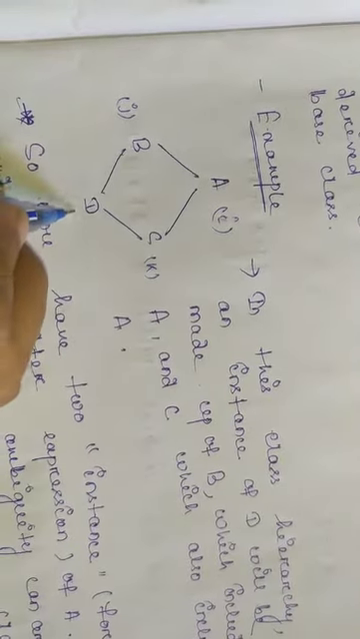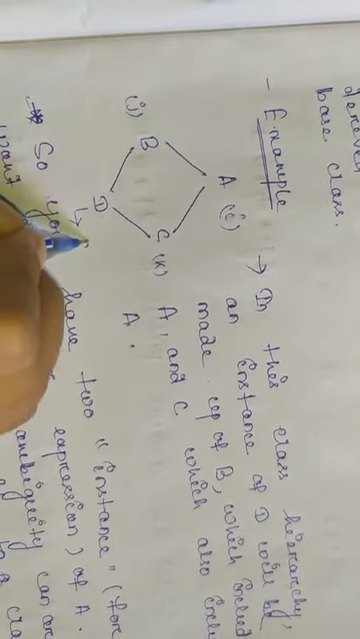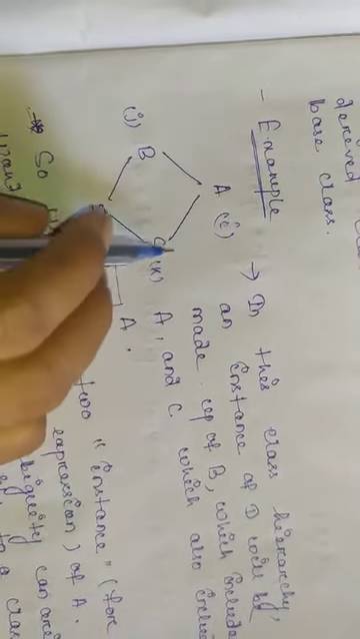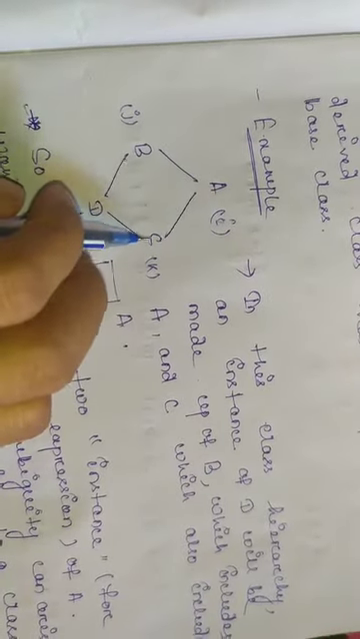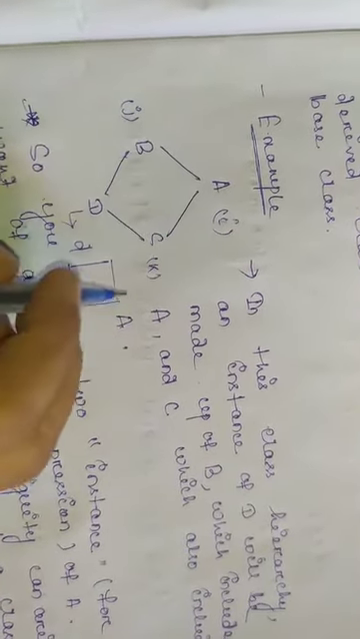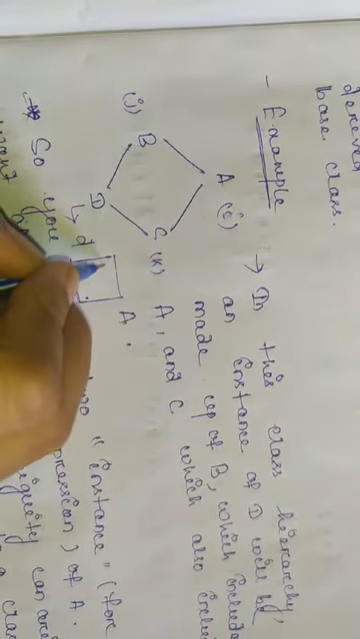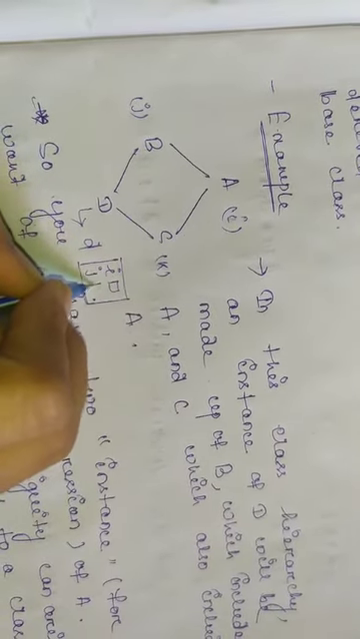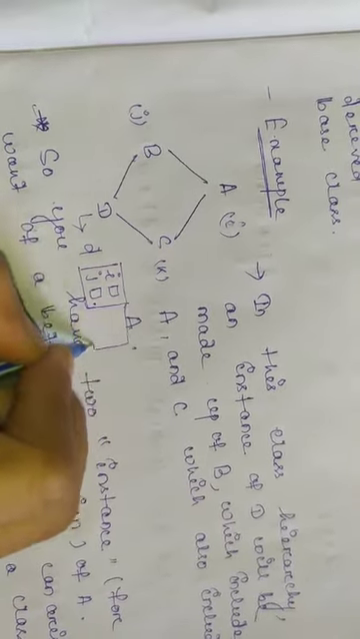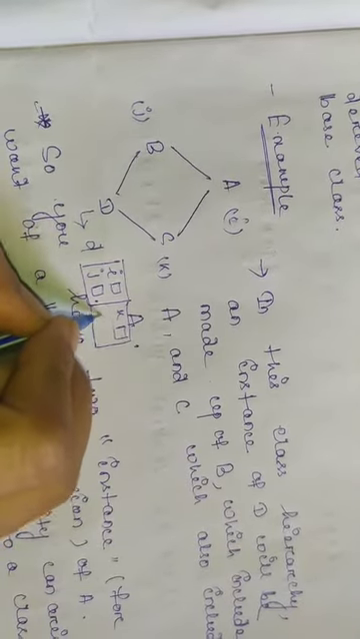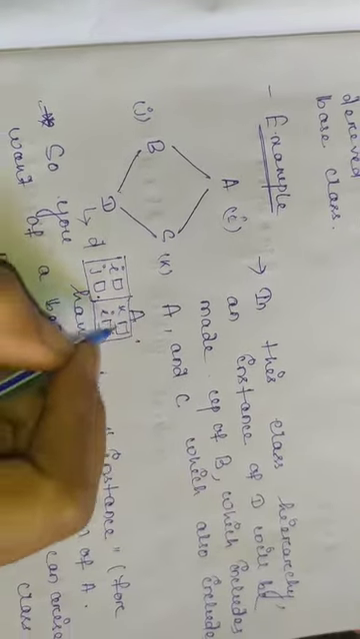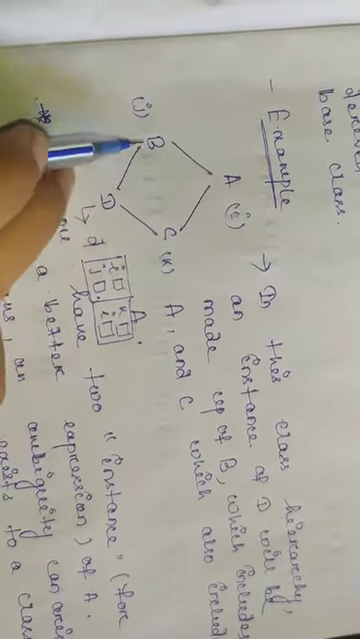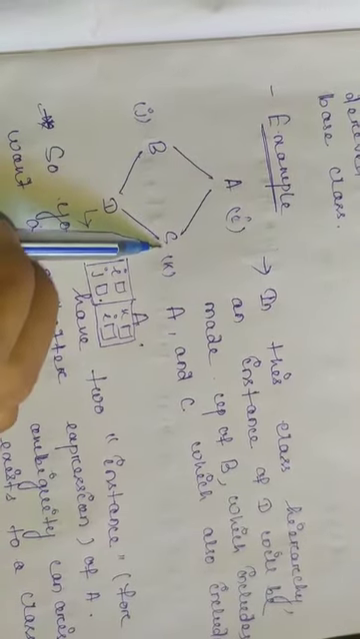So if we create the object for D, in the object space, I have taken only the variables. You can also take examples of member functions. For D, there is I, J, K, and another I also. It is two spaces of I. One is for this B and another one is for this C.